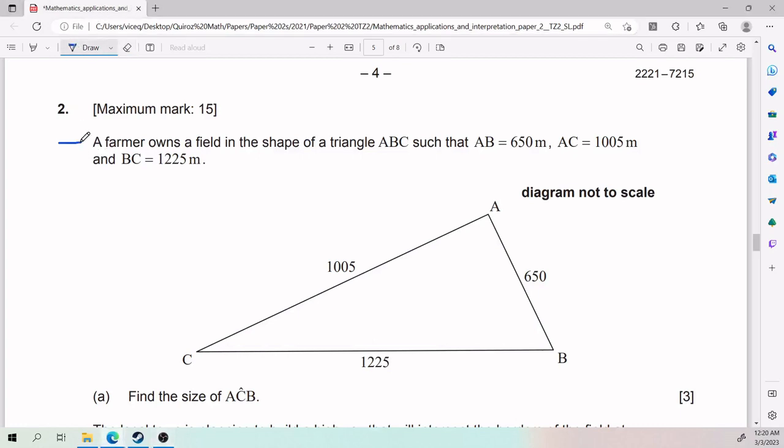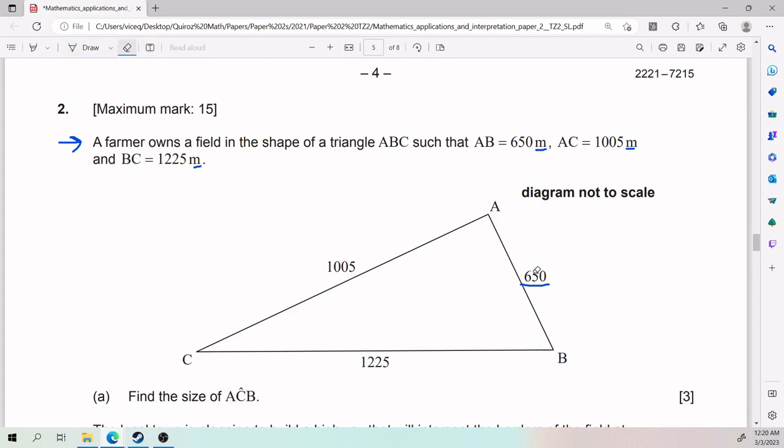All right, for this second one, we have that a farmer owns a field in the shape of a triangle ABC, such that AB right here is 650, AC is 1005, and BC is 1225. All of these in meters. So careful with your units. These are all in meters.